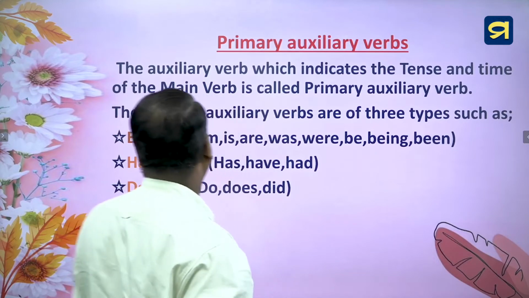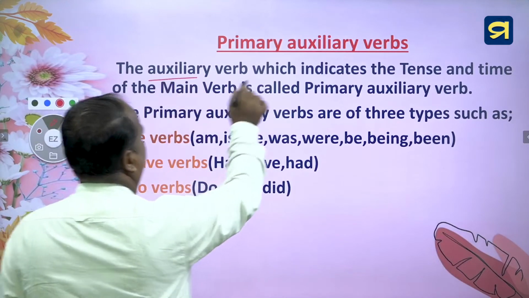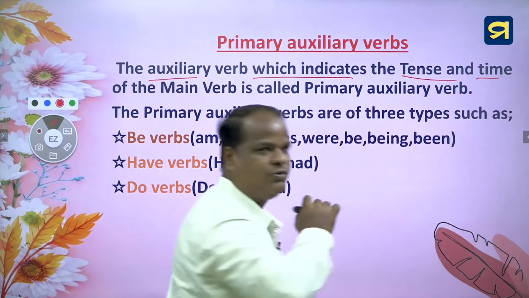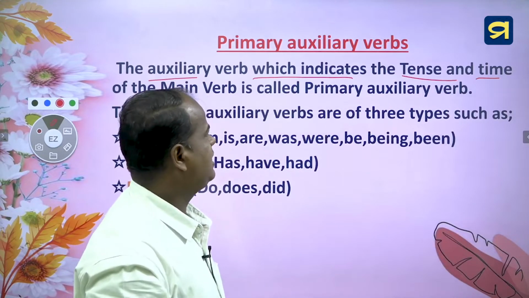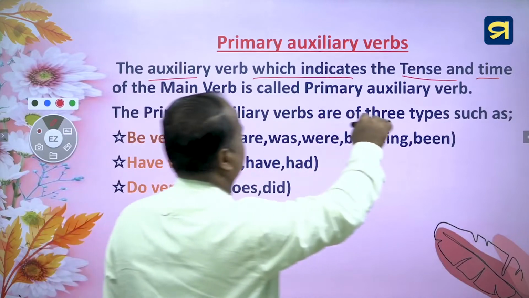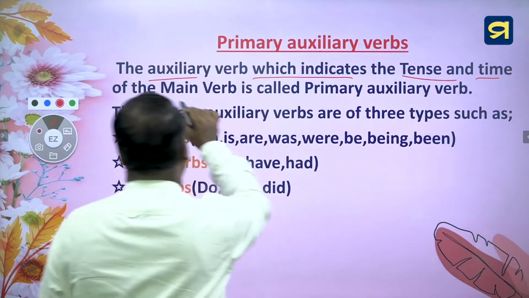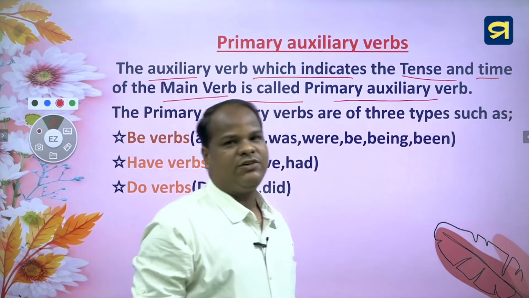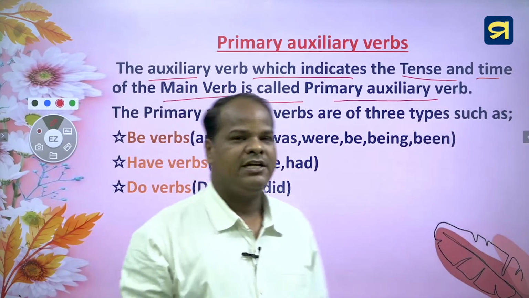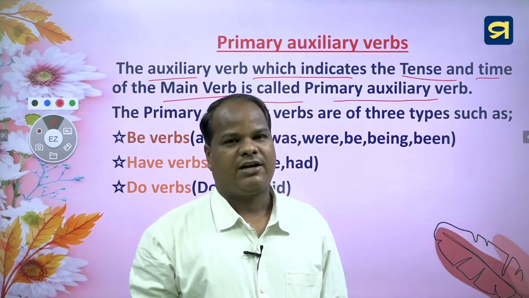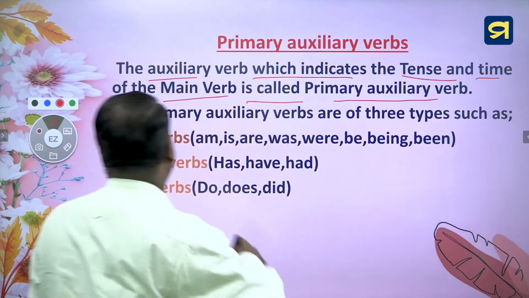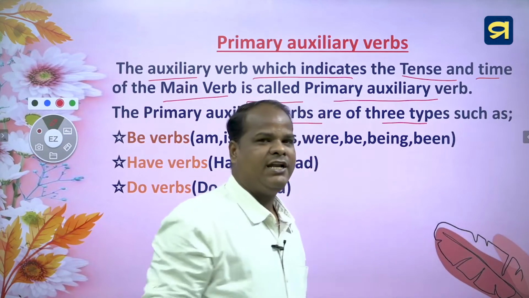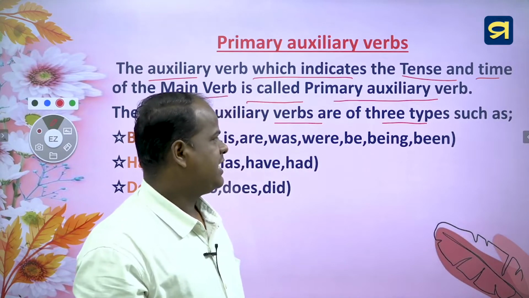What are they? The auxiliary verb which indicates the tense and the time. Dear students, you have to know it well. The auxiliary verb that indicates tense and time of the main verb is called a primary auxiliary verb. The primary auxiliary verbs are of three types. We can divide them into three categories.